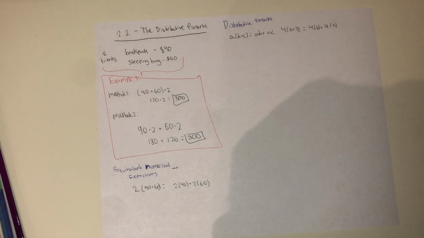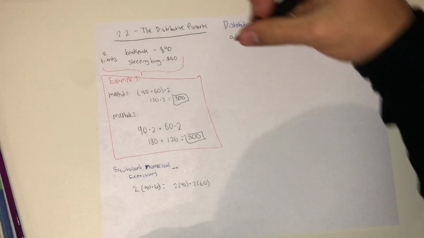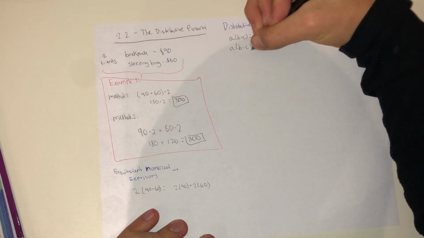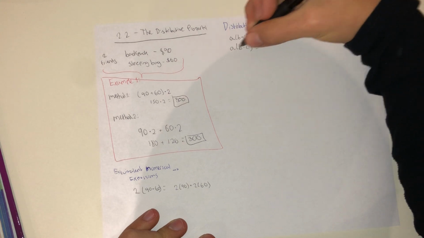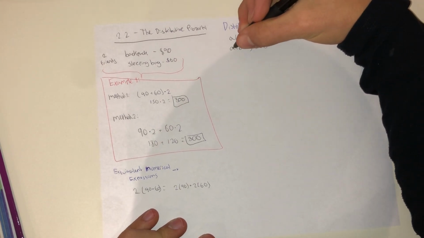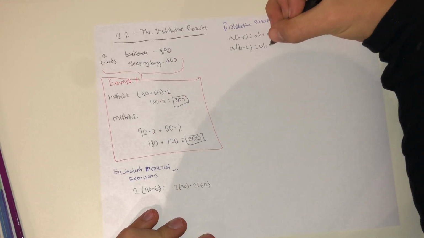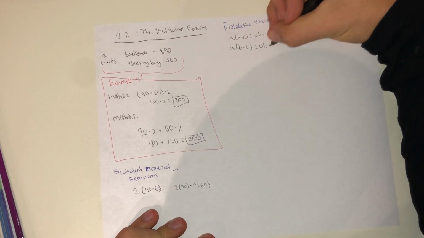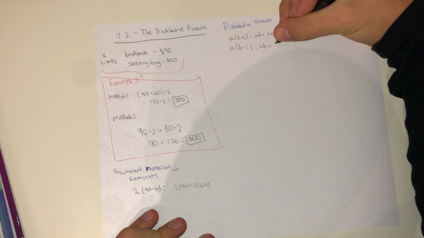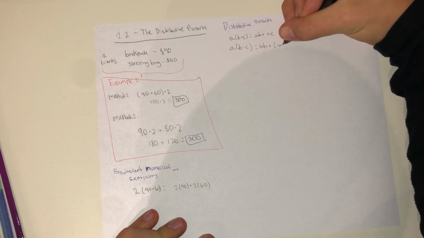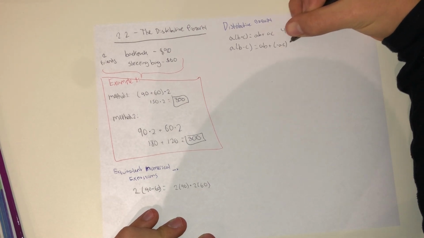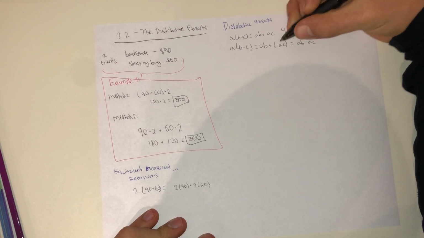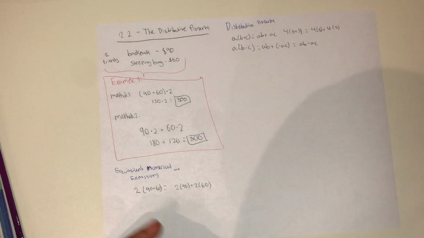That's the distributive property, and you could do it with subtraction also. So let's say you had A times B minus C. It's the same thing as A times B plus A times negative C. So plus A times negative C is negative AC, which would then be AB minus AC, because this is a negative integer.